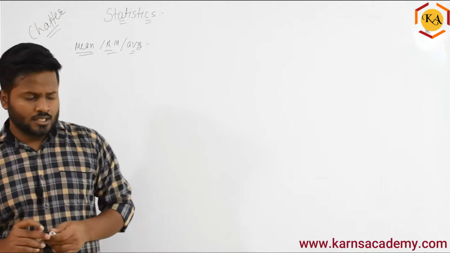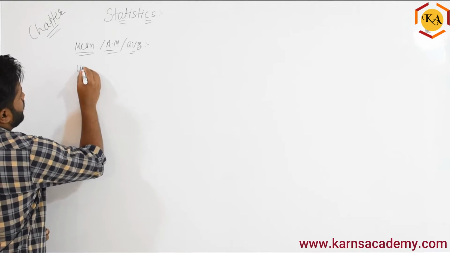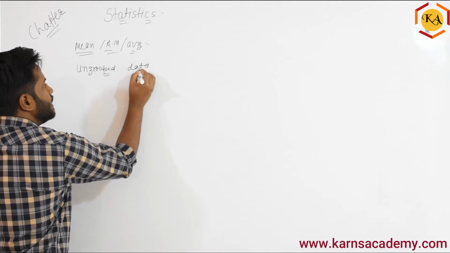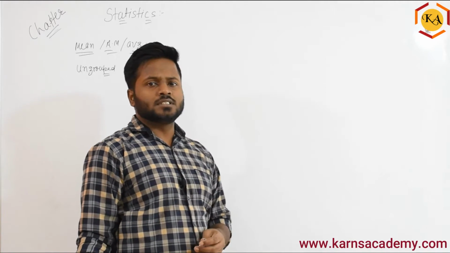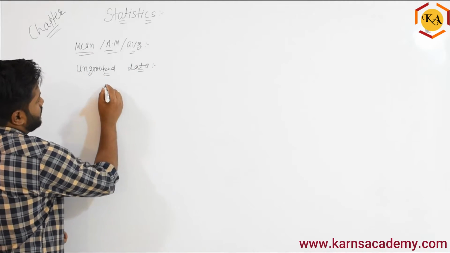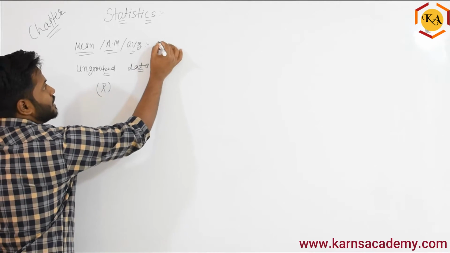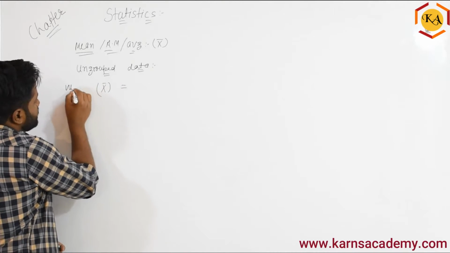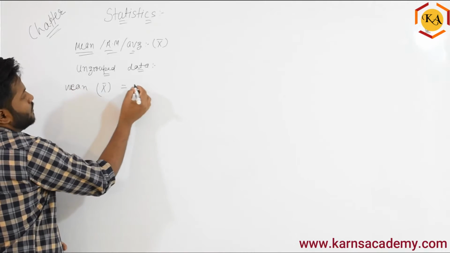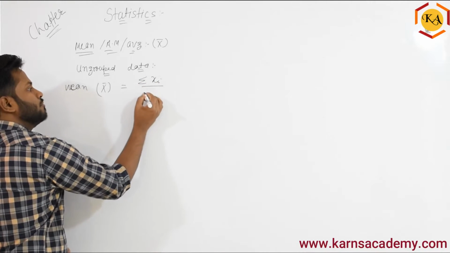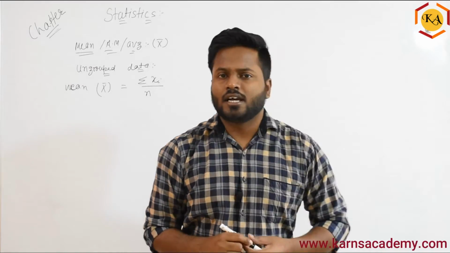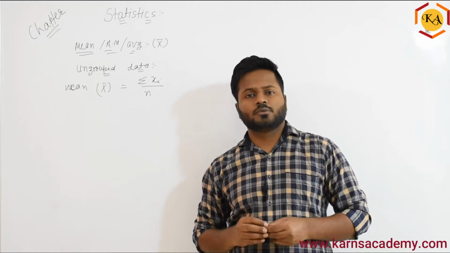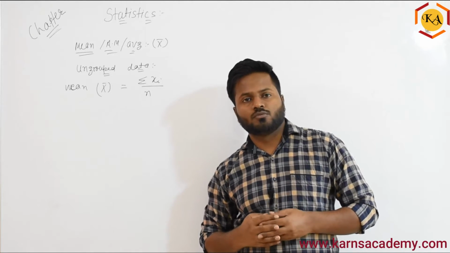So let's talk about the formula, for ungrouped data first. For ungrouped data, the mean, which we denote with x bar, will be equal to summation xi by n, that is, x̄ = Σxi / n. What it says is: add all the values, whatever observations are given, and divide by the total number of observations.